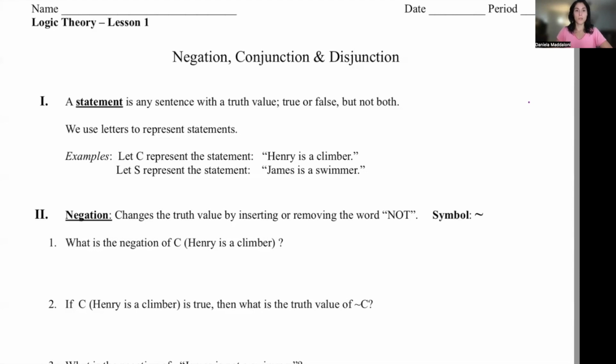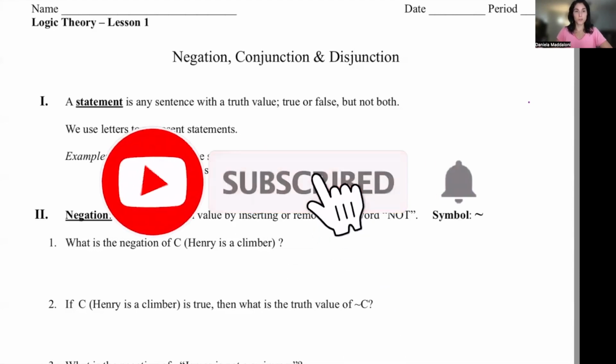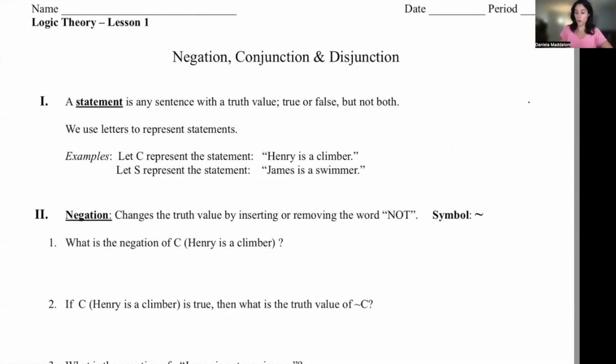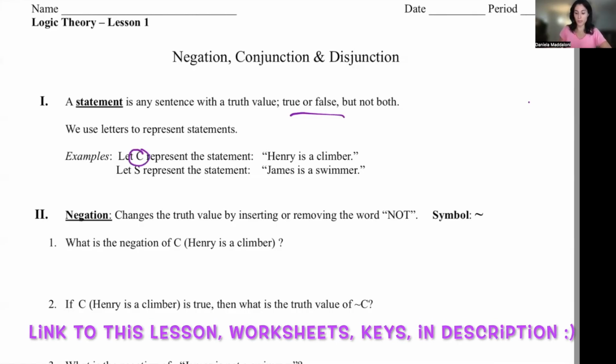This is lesson 1: negation, conjunction, and disjunction. A statement is any sentence with a truth value, true or false, but it can't be both. And we're going to use letters to represent the statements. So in this example, let C represent Henry is a climber, and let S represent James is a swimmer.